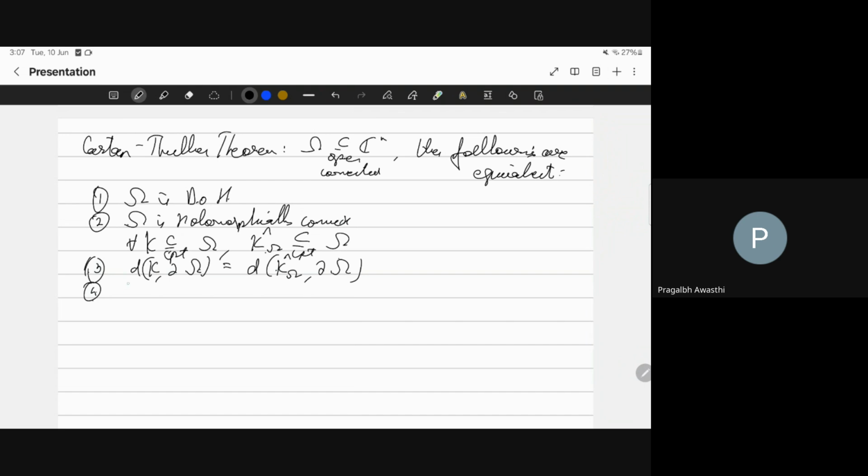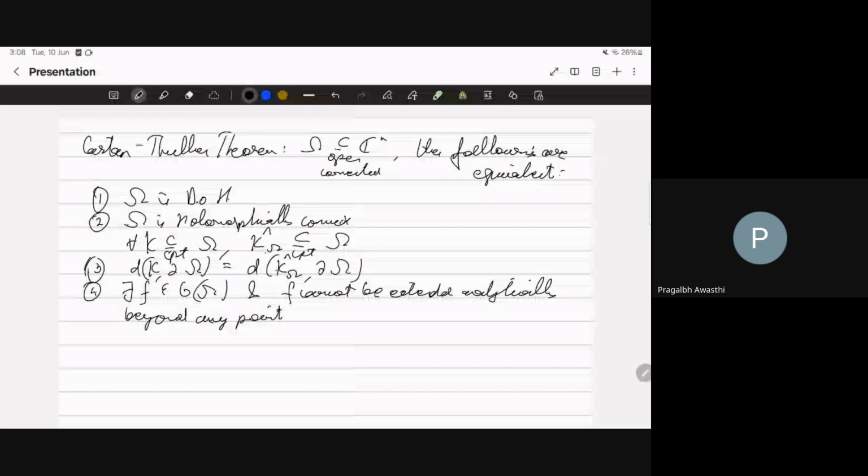And the last part is that there exists a function f which is holomorphic on omega, and f cannot be extended analytically beyond any point. So that means, similar to the one dimension case, domain of holomorphy meant that for every point there is a function, but in fact that is equivalent to there being a single function which cannot be extended analytically beyond any point, which is a stronger condition, right?